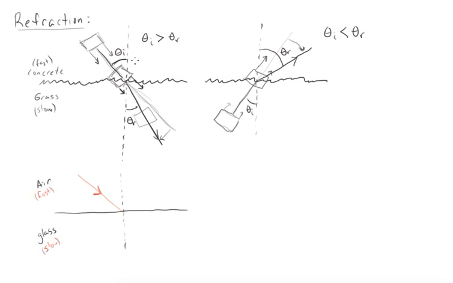Which means it's going to follow what the barrel did. Fast to slow, it's going to bend toward the normal. So it's going to bend over here, and it's going to get closer to that normal. So this would be theta I, this would be theta R, and here theta I is greater than theta R. It bent towards the normal.